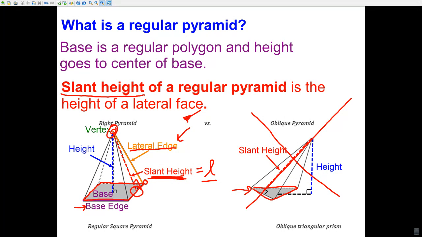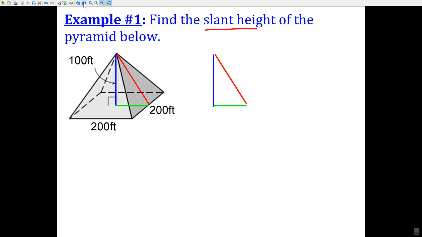And the last thing is height. Okay, and that's pretty straightforward. It goes from the top to the middle of the polygon. That's creating the pyramid, and that's about it. And so it also creates this right angle, which means that we're going to have a right triangle. Okay, and so we're going to see that in our next problem. Let's take a look at how we're going to find slant height.